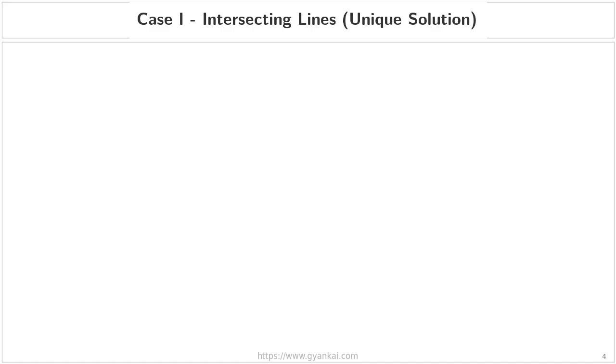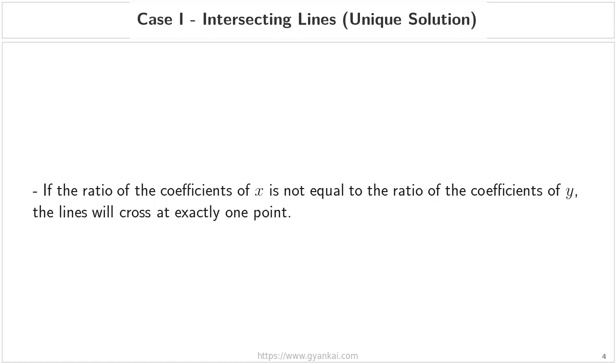Case I: intersecting lines, unique solution. Now that we have established our standard general form in the previous slides, let's dive into our first specific case. Case 1: intersecting lines. Imagine two lines that are not running in the same direction. If you calculate the ratio of the coefficients of x and find that it is not equal to the ratio of the coefficients of y, these lines will eventually cross each other at exactly one single point.